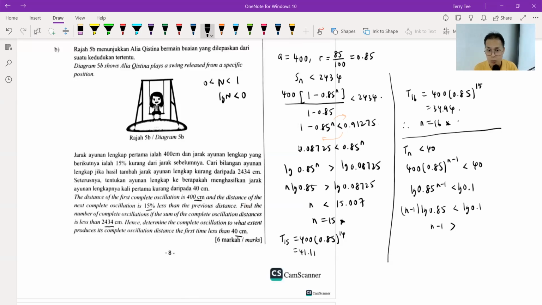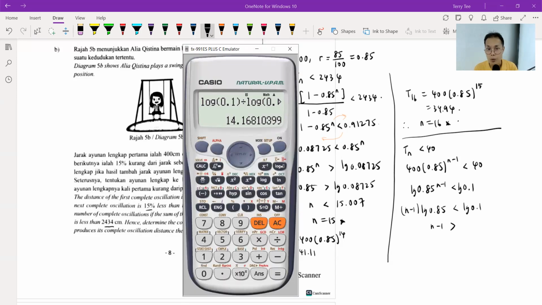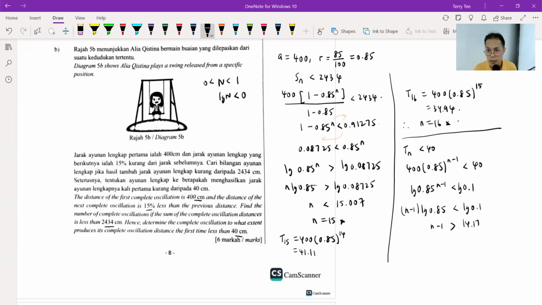n minus 1 is now more than 14.17. n is more than 15.17. Therefore, n is 16, right? So for this part here, I don't use the result. I calculate all over again, right?